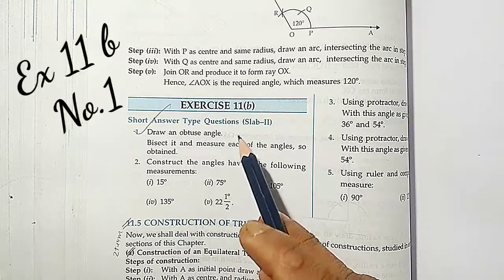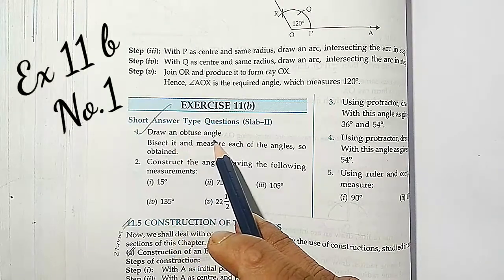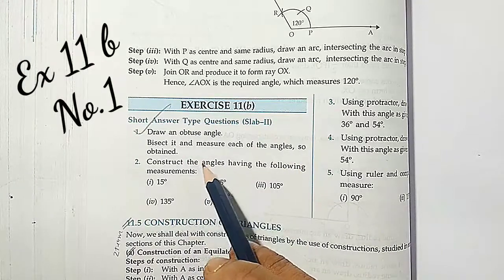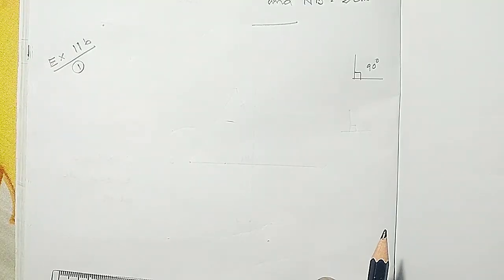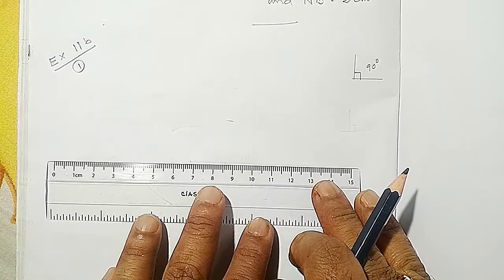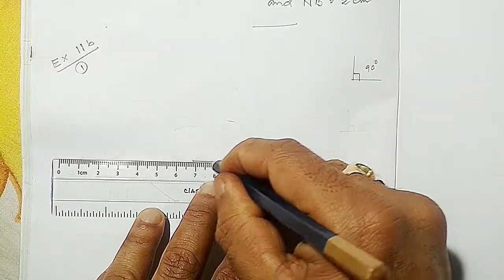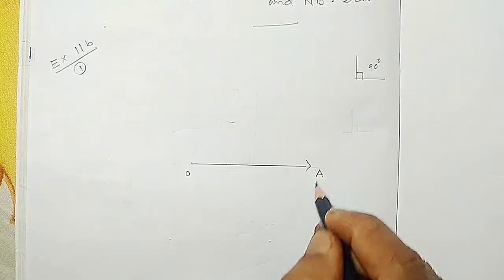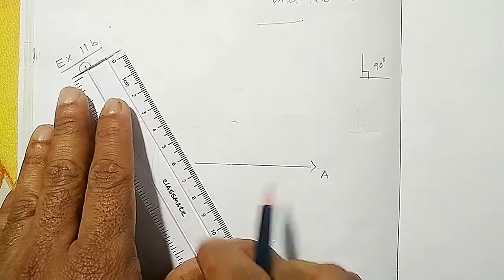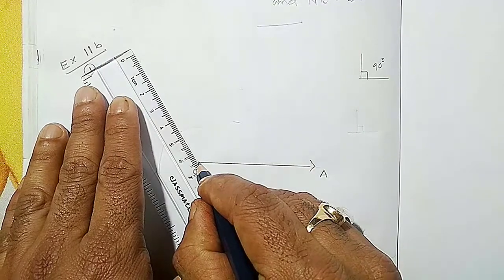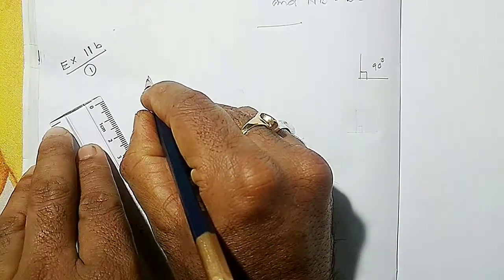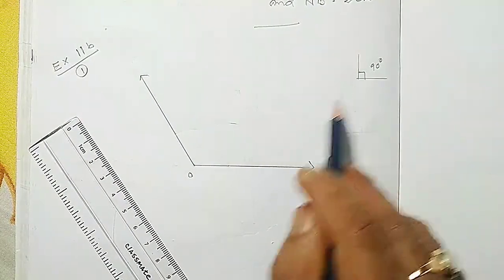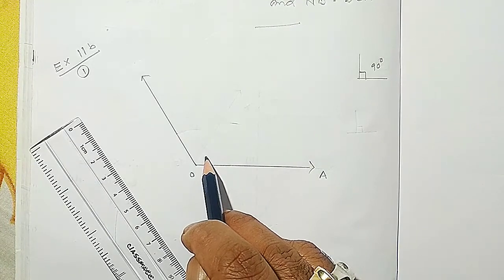In question number 1 of 11b, it is given that draw an obtuse angle, bisect it and measure each of the angles so obtained. Let me show you the steps. As given in the question, we have to draw an obtuse angle. Let me draw a ray. I have drawn one ray. Let it be O and A. After drawing the ray, we have to draw another ray in such a way so that angle so formed will be obtuse. So here I have taken another ray. As we know, whenever 2 lines are like this, then the angle between the lines is 90 degree, and here it is more than 90 degree, so it is an obtuse angle.